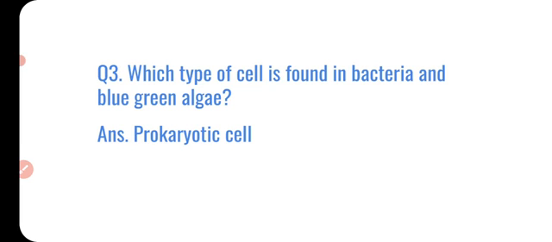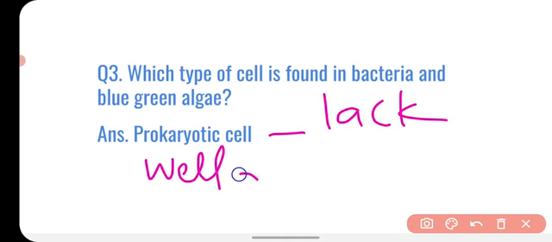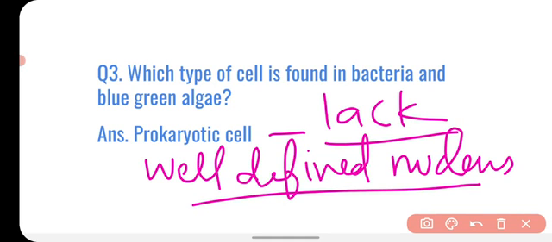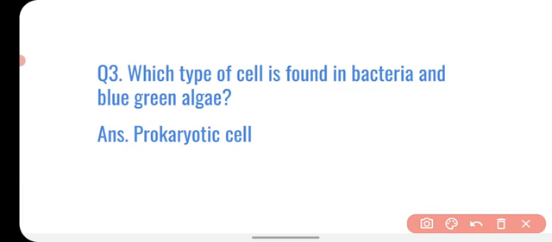Prokaryotic cells are the primitive kind of cells, and the characteristic of a prokaryotic cell is that it lacks a well-defined nucleus. It doesn't have a true nucleus. So the bacteria and the blue-green algae are very old and primitive kinds of organisms, and they are made up of primitive, old kinds of cells, which are prokaryotic cells.